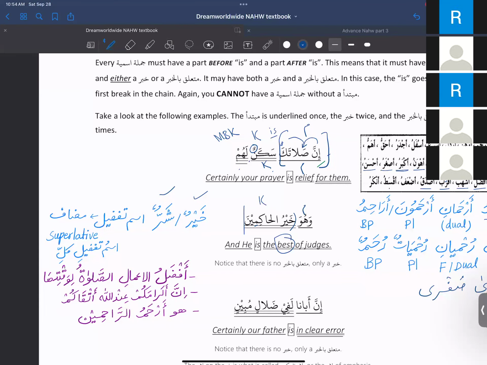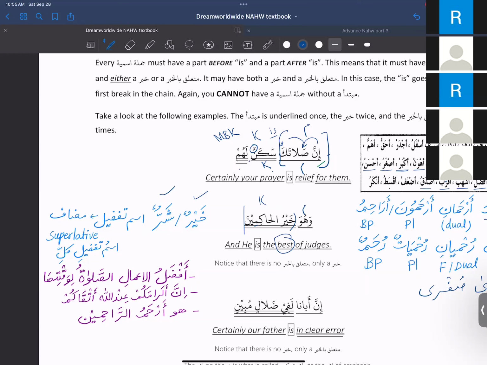So over here, afdalul amali, what is the macro label, the sentence-based label? Afdalu is mudaf and amali is mudaf ilayh. That is our micro label. Oh, macro label, sorry, I thought micro label. So macro, afdalul amali is what? This is mubtada. And then as-salatu is the khabar. And what is liwaqtiha? Does it have any relation with as-salah? Grammatically, it is mutaalliq bil khabar.